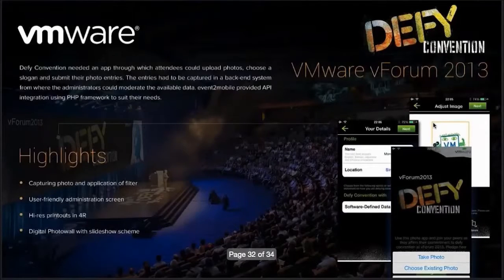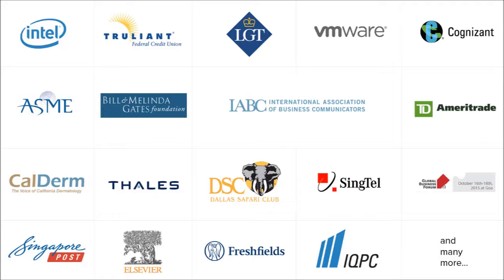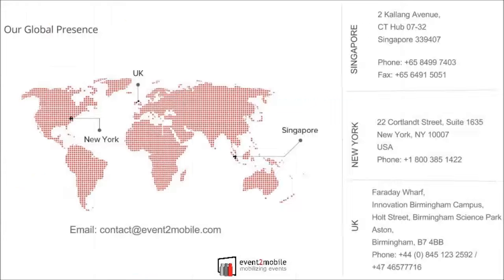VMware for their annual convention, as well as many other large clients, large companies, as well as large events. So, it's not just for large events, to be very honest. We have clients that do like 50 people events also using Event2Mobile, because we have multiple editions of Event2Mobile that are available for different categories of events. So depending on the type of event you have, you can always feel free to reach out to us.